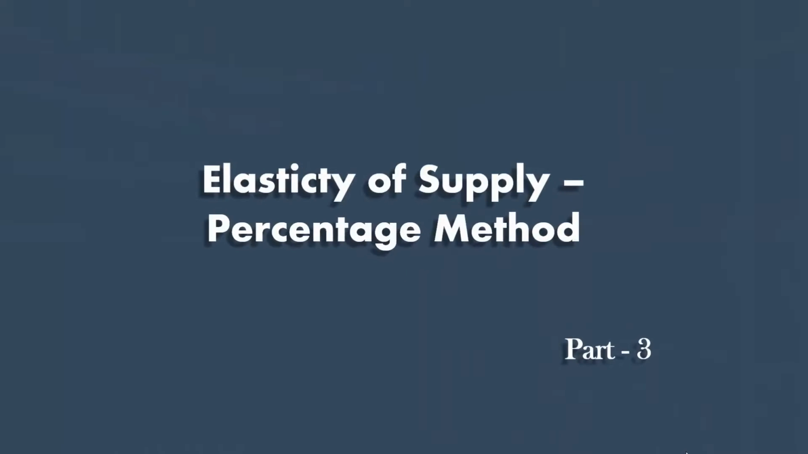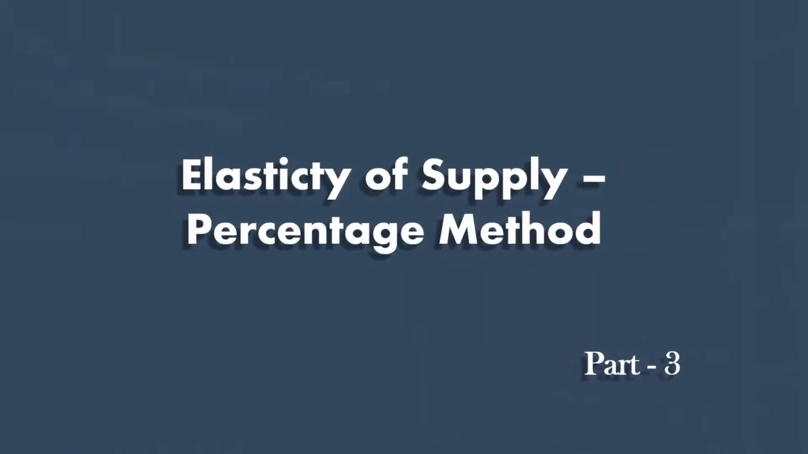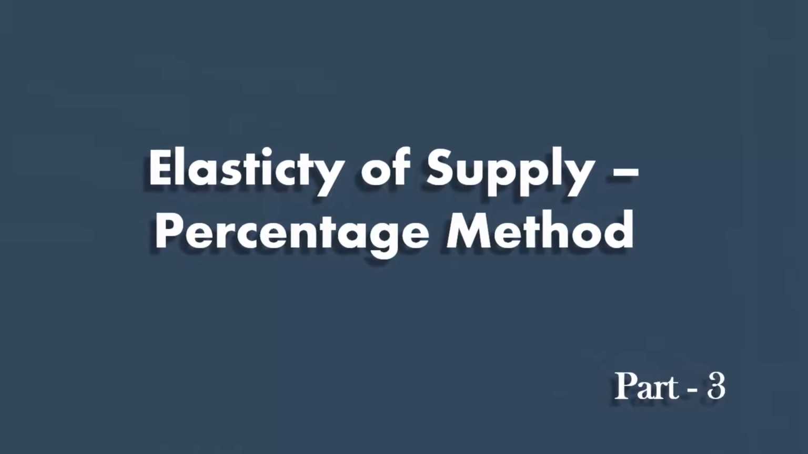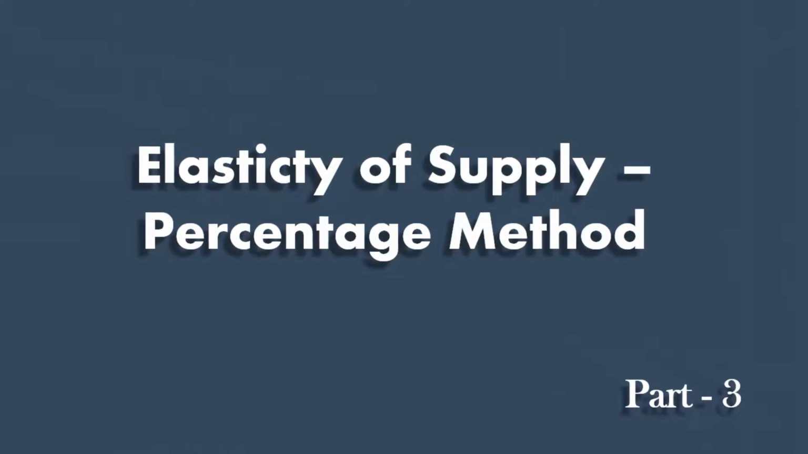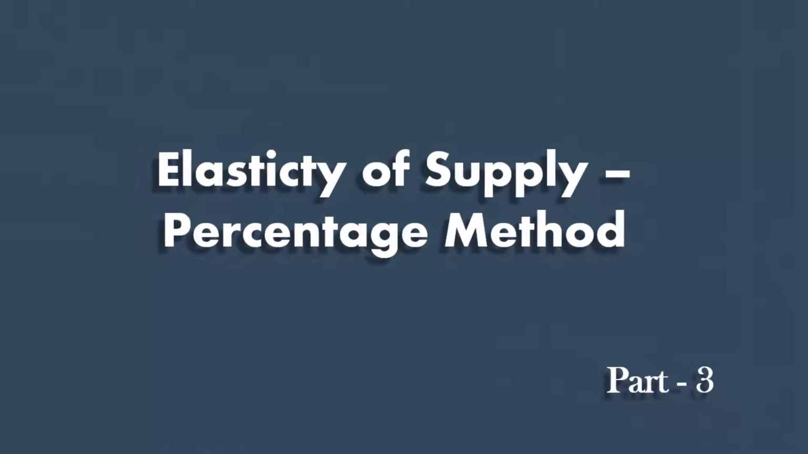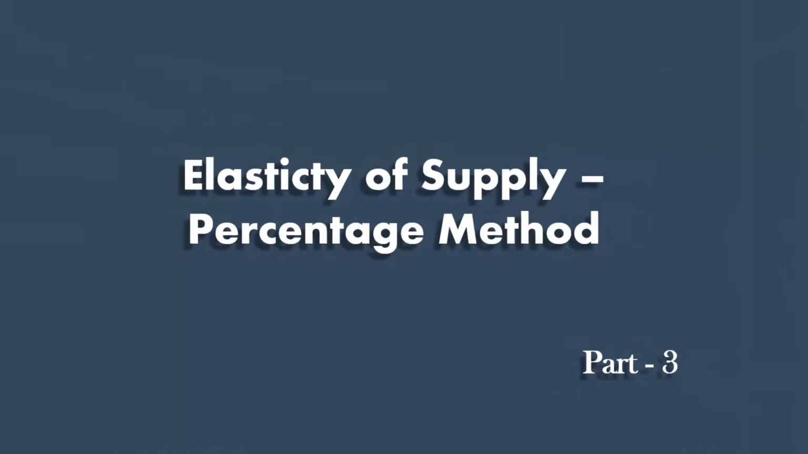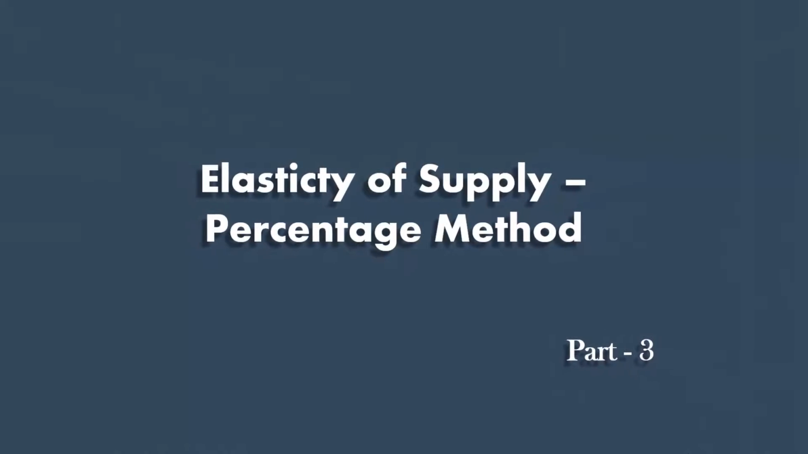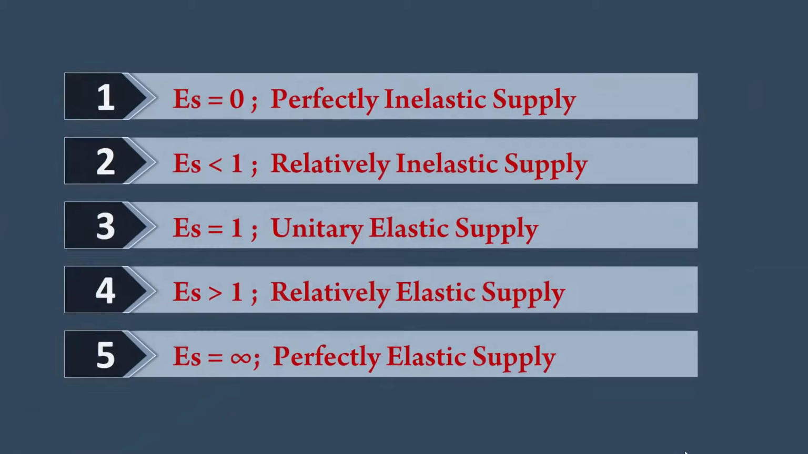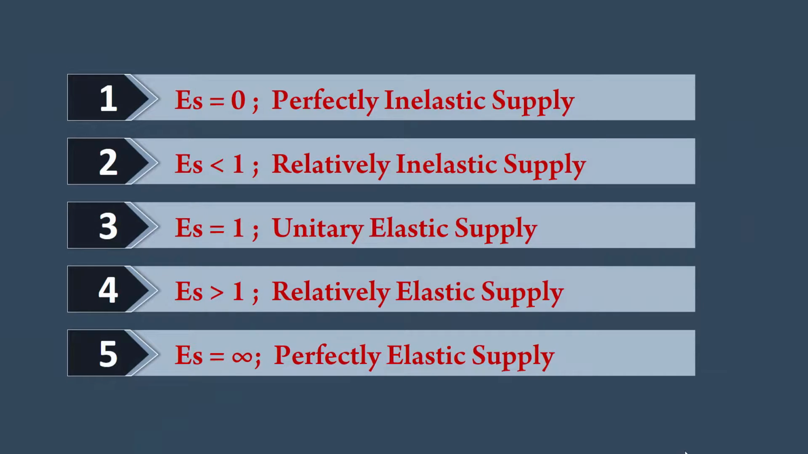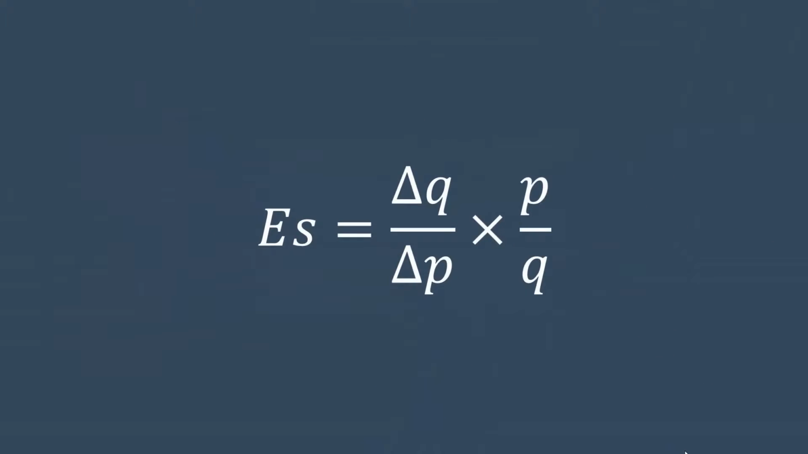Elasticity of supply percentage method. Percentage method is one of the ways to measure price elasticity of supply. This lesson consists of three parts. 1. Solving a problem using the formula. 2. Interpreting elasticity values. 3. Derivation of the textbook formula.